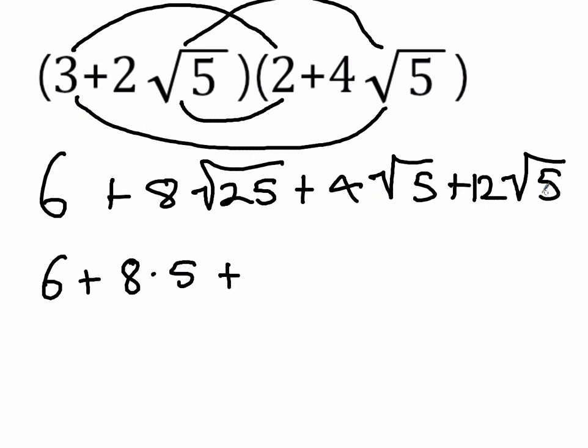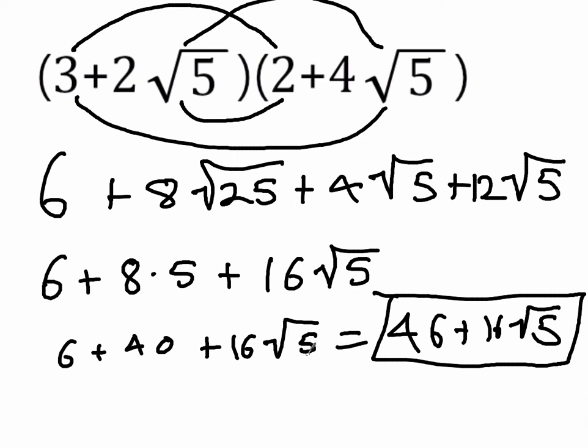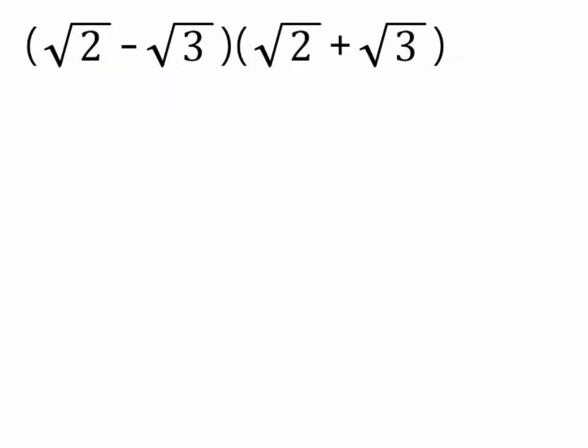These are like terms, so we can combine those into 16 times the square root of 5. And then 8 times 5 is 40, plus 6 is going to be 46. So we have 46 plus 16 times the square root of 5. And that is what this term simplifies to. Okay, so I believe that's all we need for that one.